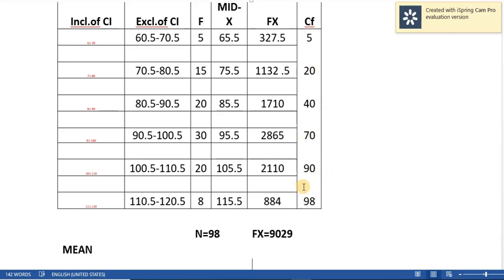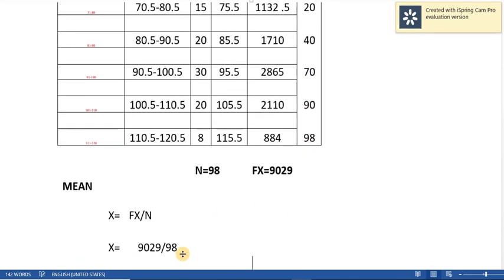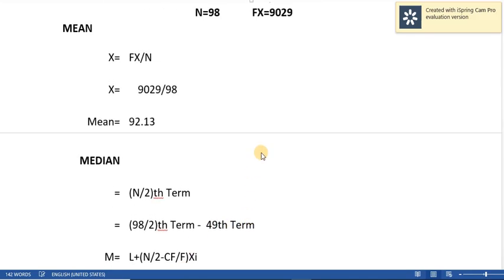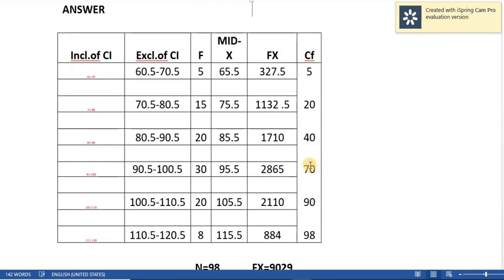Once you have found this, we can see the median formula n by 2, that is the 49th term. Where is it after the 49th? After 49, it is 50, 51, no, there is 70. We have to select this one. If you select this one, then 90.5 is the lower limit value according to the formula, right?